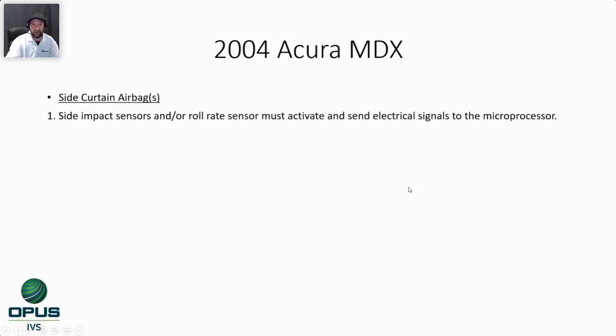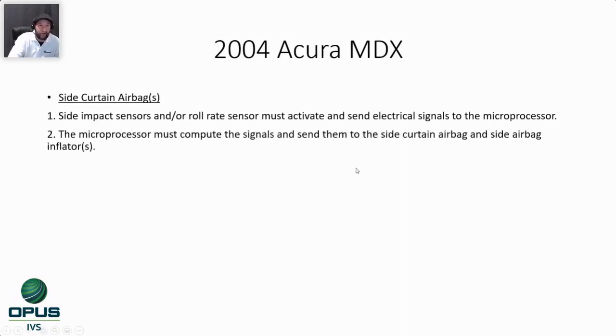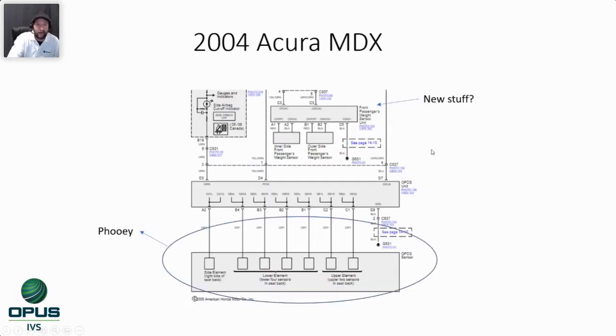So we also have side curtain airbags. It says side impact sensors or roll rate sensor must activate and send electrical signals to the microprocessor. Well, what's the roll rate sensor in these vehicles? Some of them had, in this case, the Acura MDX actually had the roll rate sensor separately. They had an external roll rate sensor. They did not have one that was built into the airbag module, as we'll see later on. The microprocessor must compute the signals. You guys get it.